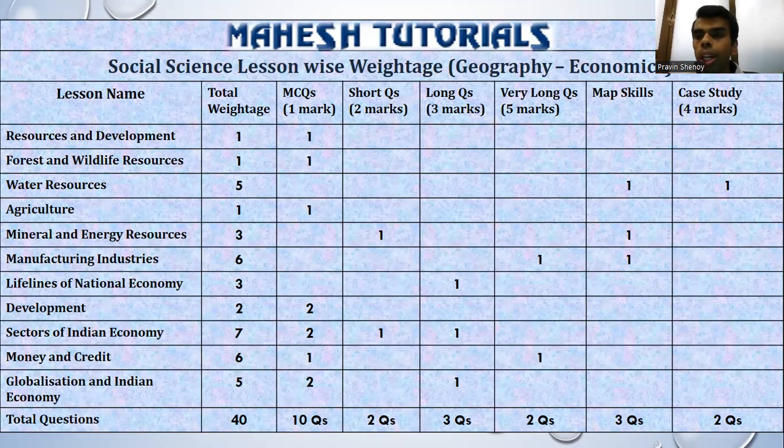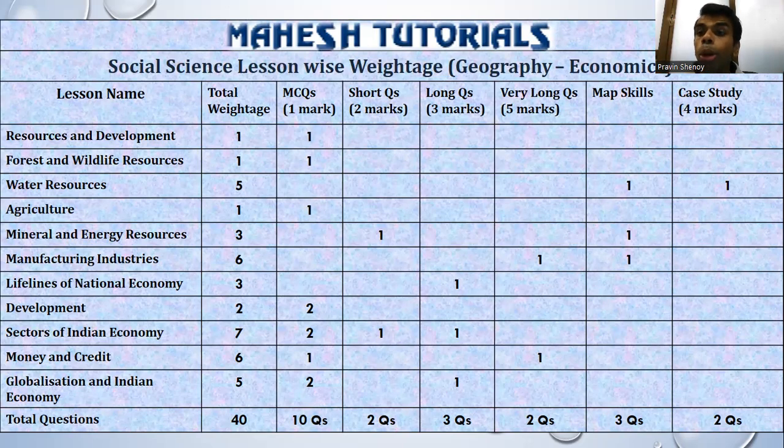The next chapter over here is water resources, a very important chapter when it comes to weightage, 5 marks. And for this 5 marks, expect 1 map question for 1 mark and 1 case study based question. The next chapter over here is agriculture. The weightage is 1 mark. Expect 1 MCQ from this chapter. The next chapter is mineral and energy resources. The weightage is 3 marks. For this 3 marks, expect 1 2-mark question and 1 map based question.